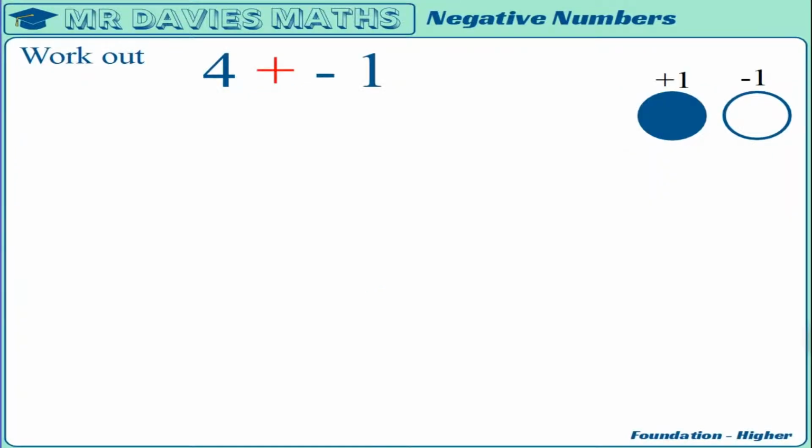Right, so this time I'm still grouping them together, so I'm going to add 4 positive numbers, 1, 2, 3, 4, and I'm going to add it to a -1. Again, when I'm grouping them together, I can cancel, so that won't cancel with that. Therefore, what am I left with? I'm left with 3 positive numbers, so my answer is +3.